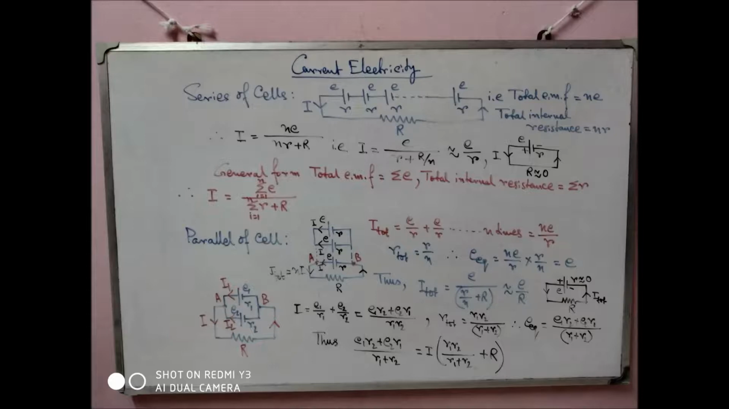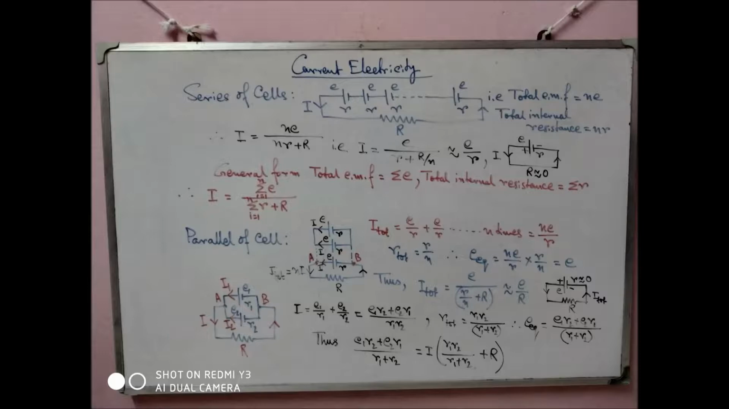Now, if I add all the cell EMF, what do I get? Very easy to understand. If one cell is E, two is 2E, three is 3E, so n cells give nE. So total EMF equals n into E. And what is the total internal resistance? Very easy. n into r, because r plus r, n times, so nr.